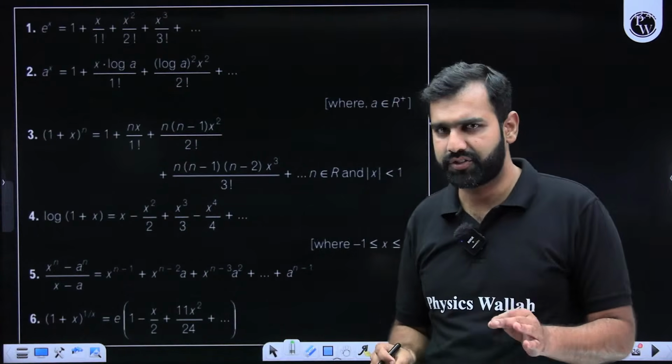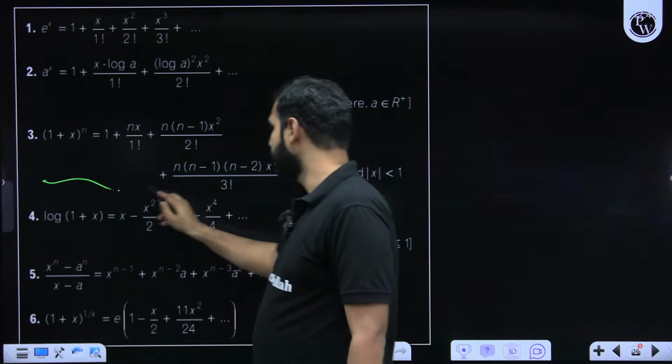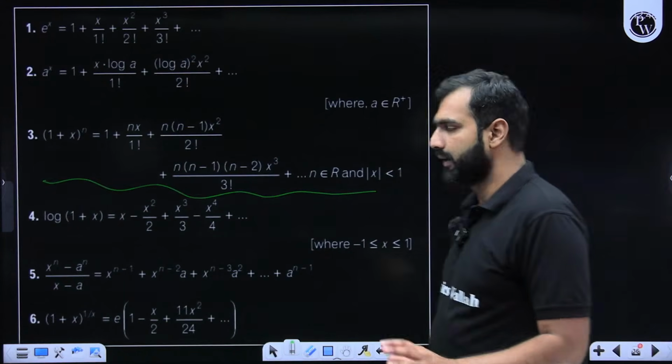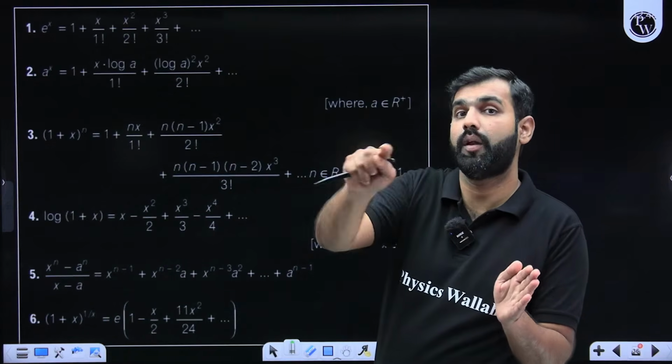I hope you all are listening and understanding. With that, we know this is basically a binomial expansion, 1 plus x to the power n. Log 1 plus x. See, in the examination, you would not see log 1 plus x, but you may see something like log 1 plus x square.